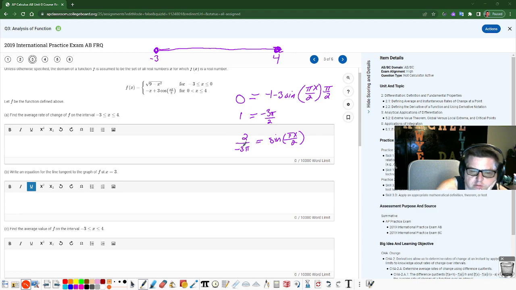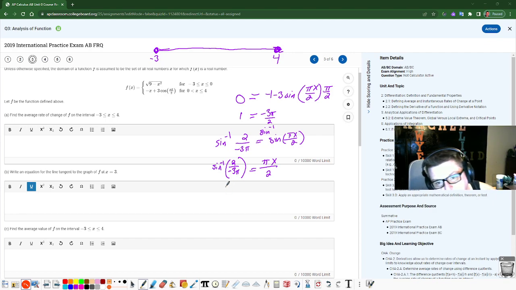Take the inverse over 2, inverse of 2 over 3 pi. Yuck, what? That just got crazy.